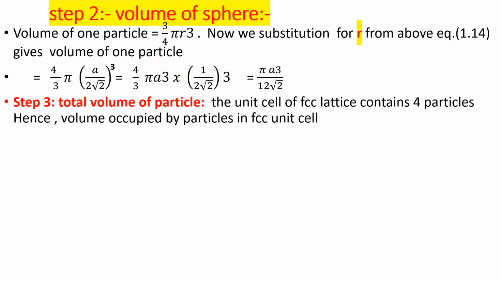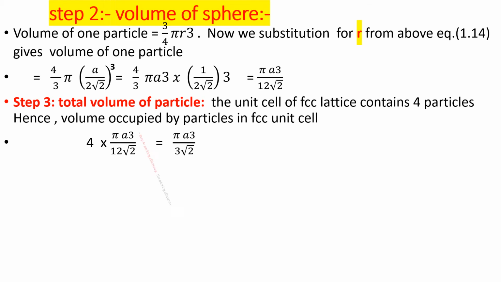Step 3, total volume of particles. The unit cell of FCC lattice contains 4 particles. Hence the volume occupied by particles in the FCC unit cell is 4 into pi a cube upon 12 root 2. Simply calculating, it gives pi into a cube upon 3 root 2. Here 12 is divided by 4, so it gives 4 pi a cube upon 3 root 2.